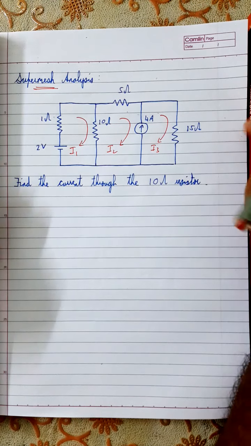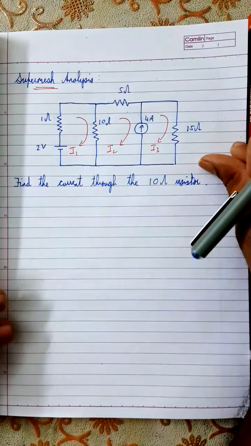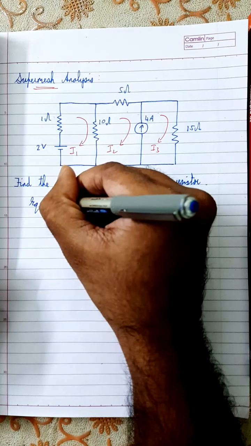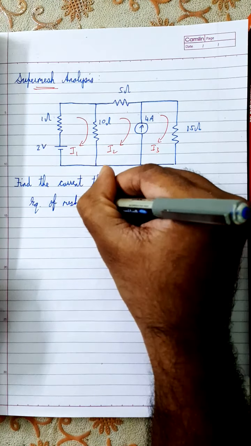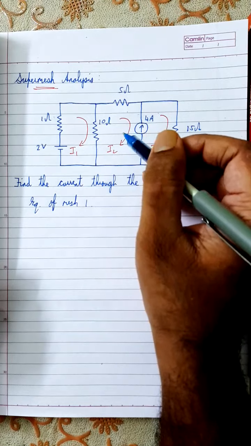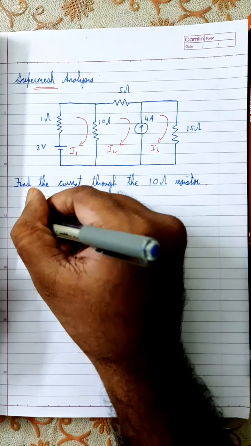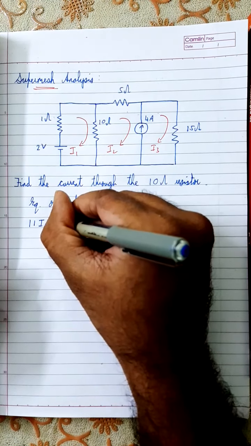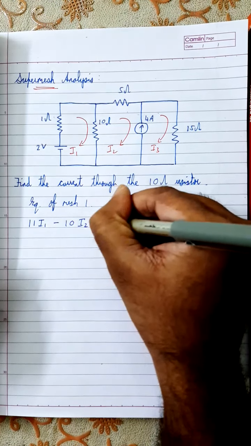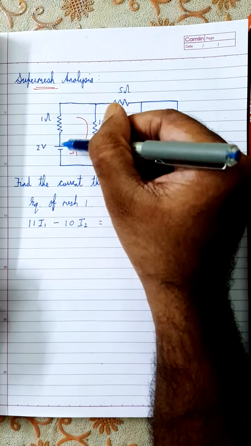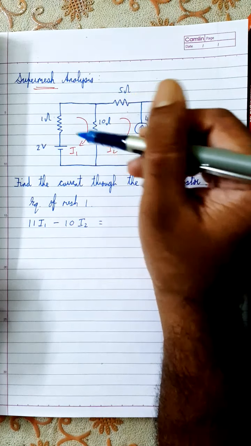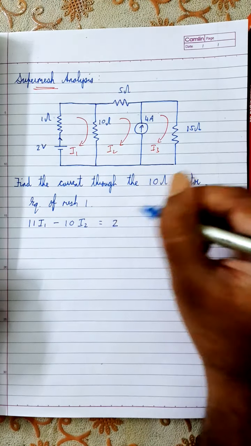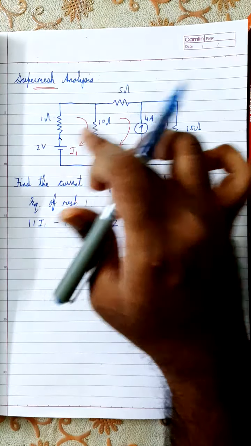Okay, so now let's do this question, right? How you do this problem is that first I write the equation for mesh 1. So what is the equation? This I1 is touching this 1 ohm and this 10 ohm, so therefore it is 11 I1. And this I2 is touching only this 10 ohm resistor, so minus 10 I2 is equal to, and this I1 is flowing through this voltage source, and this I1 is coming out of the positive terminal, which means this positive terminal is generating I1, therefore it is plus 2. Okay, so now I wrote the equation for mesh 1.